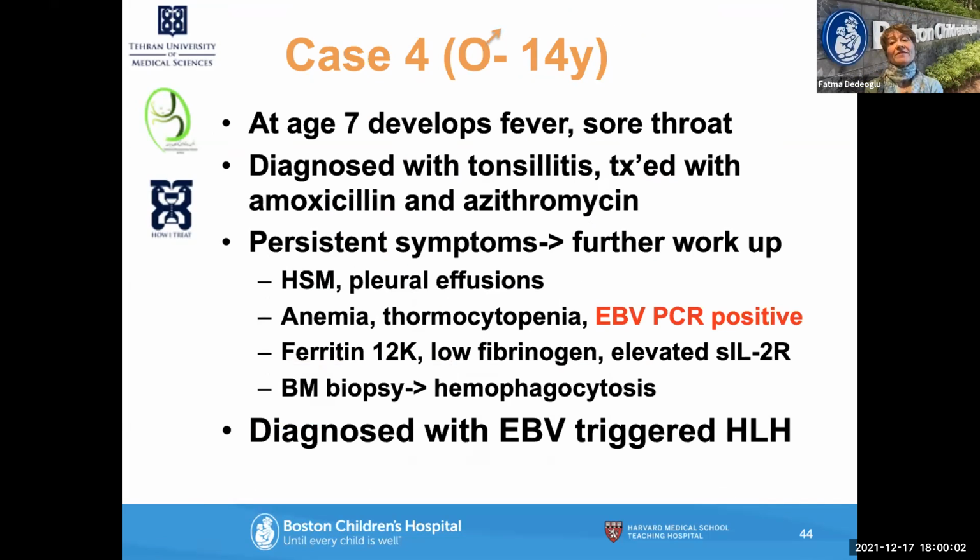This boy developed fever and sore throat at age 7, and he was diagnosed with tonsillitis, treated with amoxicillin and azithromycin. Persistent symptoms required further workup, and he developed hepatosplenomegaly, pleural effusions, and cytopenias. He was found to have EBV PCR positive, and his ferritin was elevated, with low fibrinogen and elevated soluble IL-2 receptor. So clinically and lab-wise he fit the diagnosis of HLH, hemophagocytic lymphohistiocytosis, which was thought to be EBV triggered.